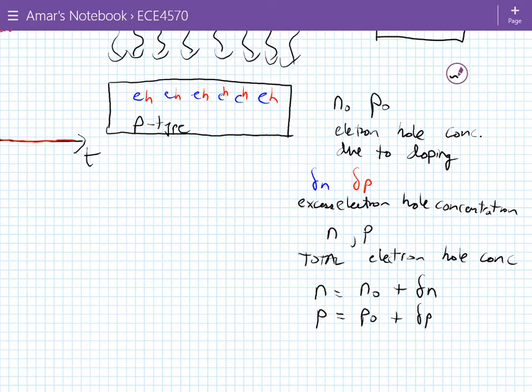And what's the relationship between Δn and Δp? They should be equal to each other because they're generated in pairs. Good. So, at least initially, Δn and Δp are equal to each other. The only situation where they are not equal to each other is if they have different recombination rates. Sometimes electrons can possibly have different recombination rates than the holes do.